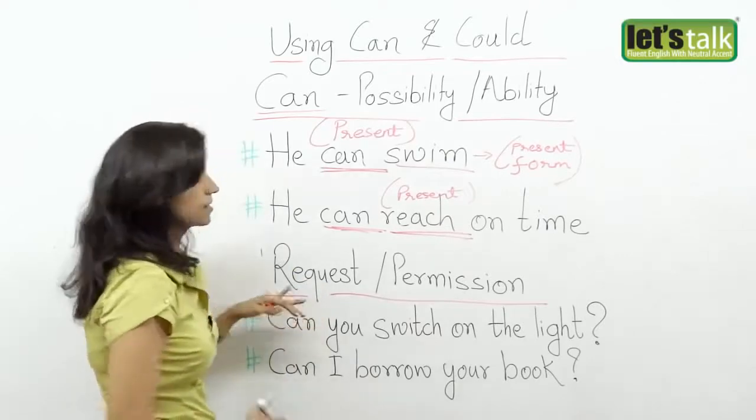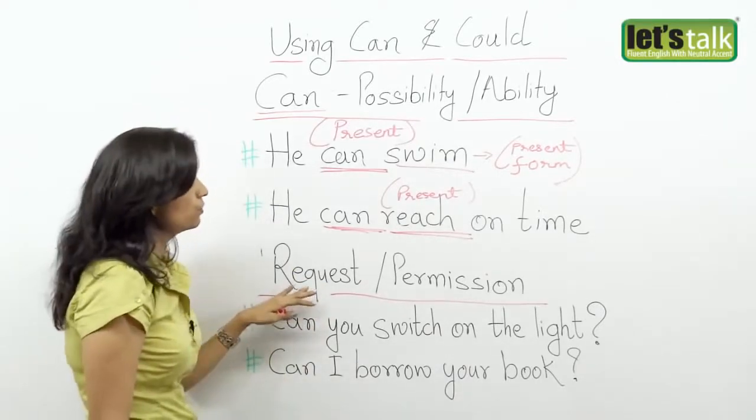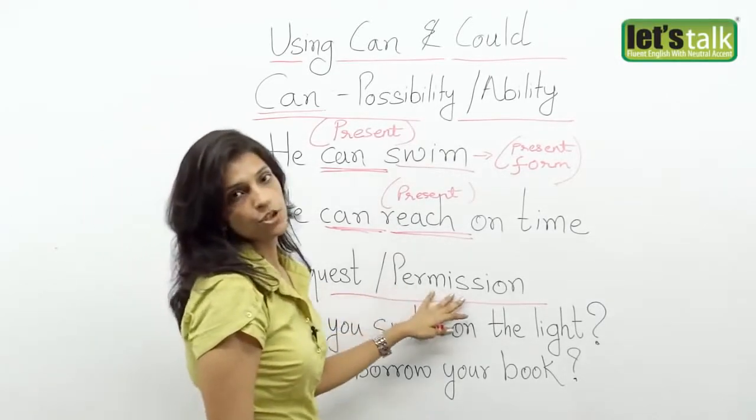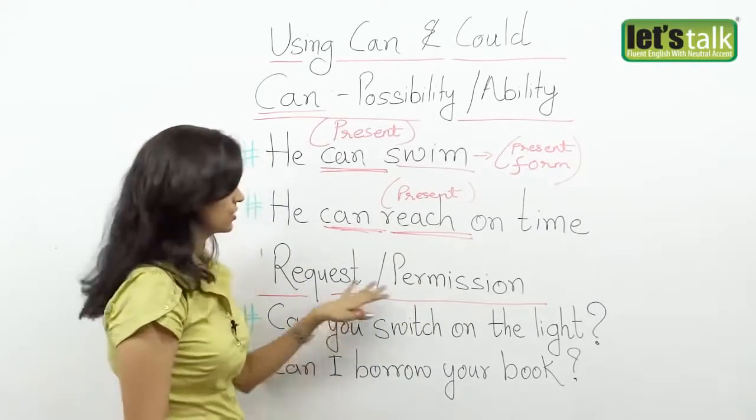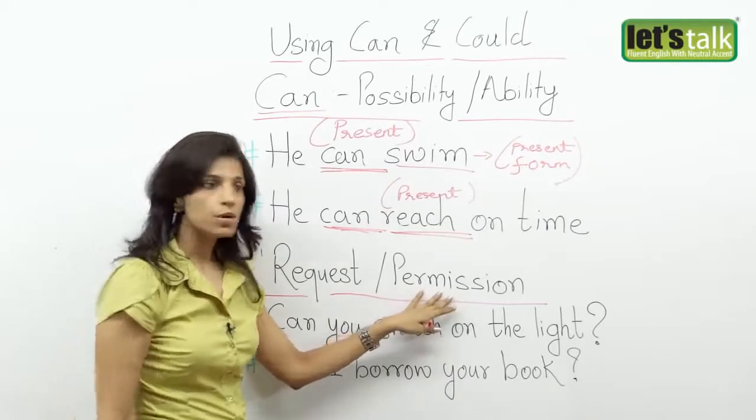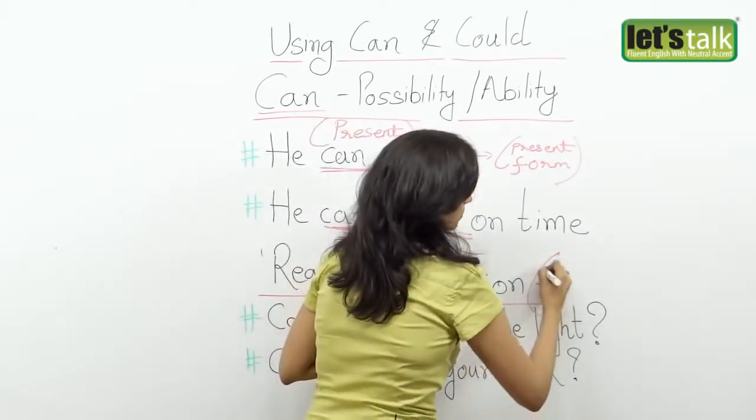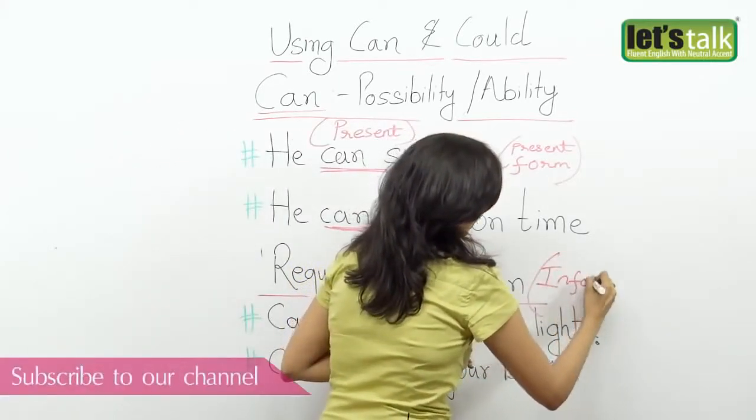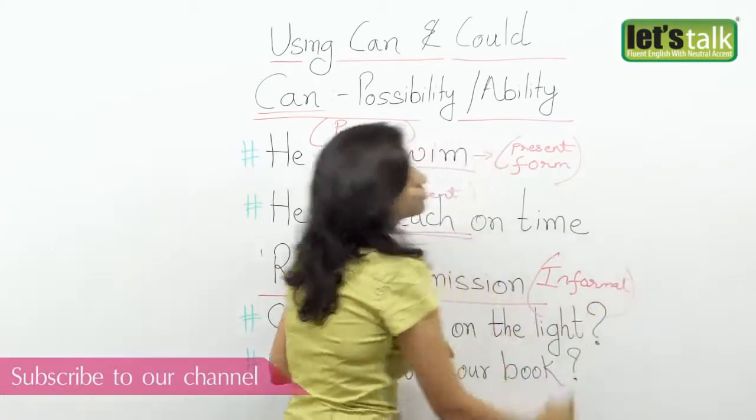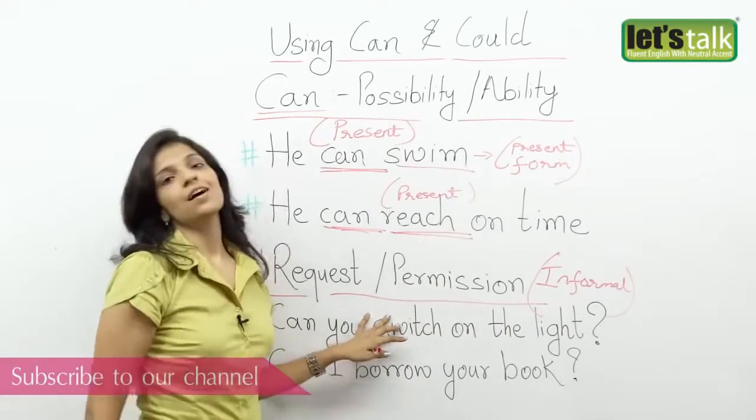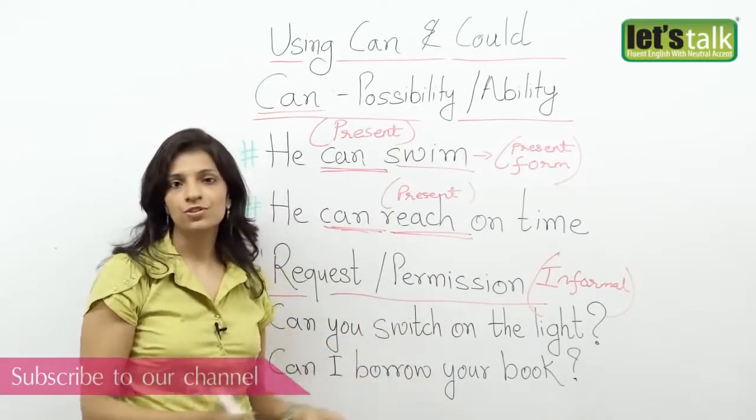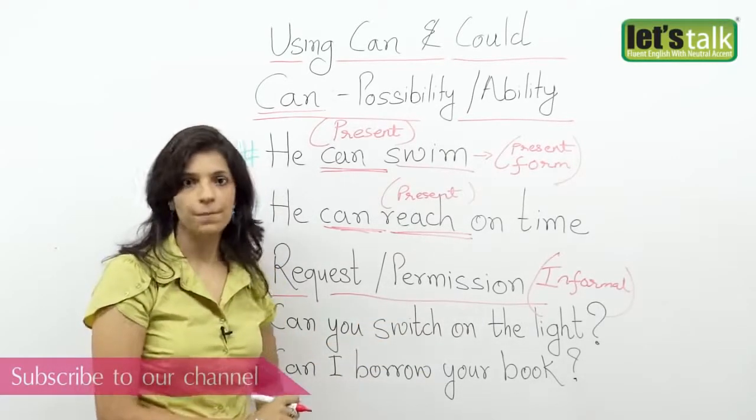Now let's take a look at another way to use can. When you want to make a request, or you want to take permission or give permission, you can use can. But friends, please remember this is a very informal way. So probably with your friends and family, you can use can. But at your workplace or when you take permission from seniors, always use may.